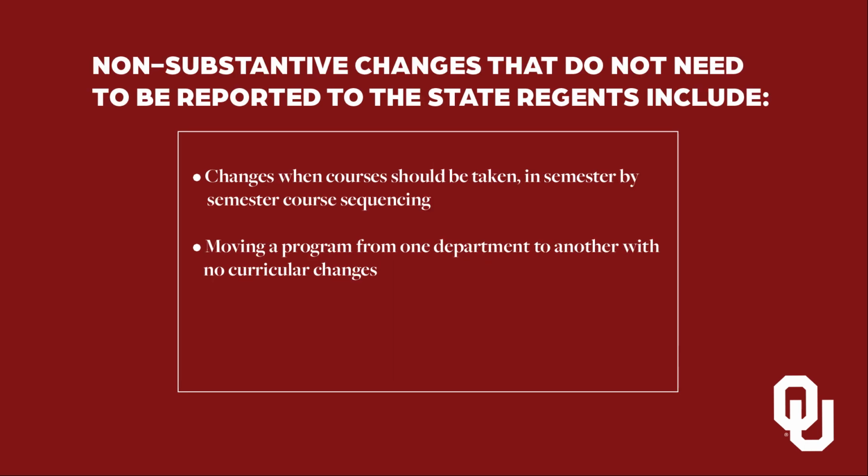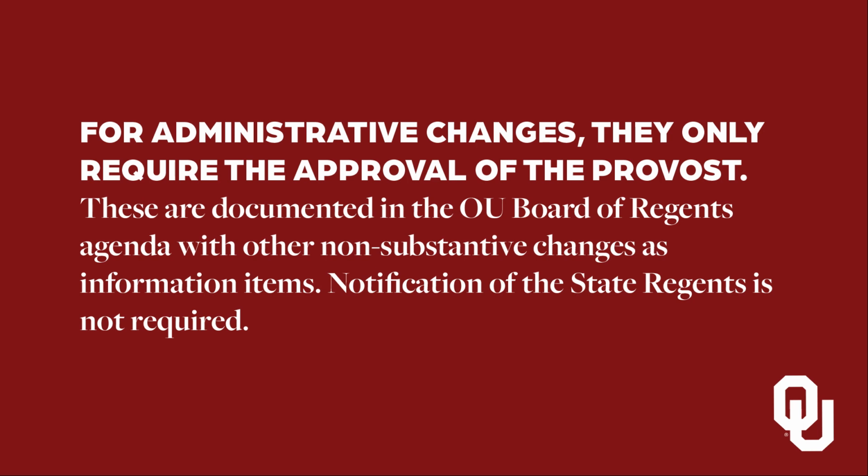Non-substantive changes that do not need to be reported to the state regents include changes when courses should be taken in a semester-by-semester course sequence, or moving a program from one department to another with no curricular changes. For administrative changes, they only require the approval of the provost. These are documented in the OU Board of Regents agenda with other non-substantive changes as information items. Notification of the state regents is not required.